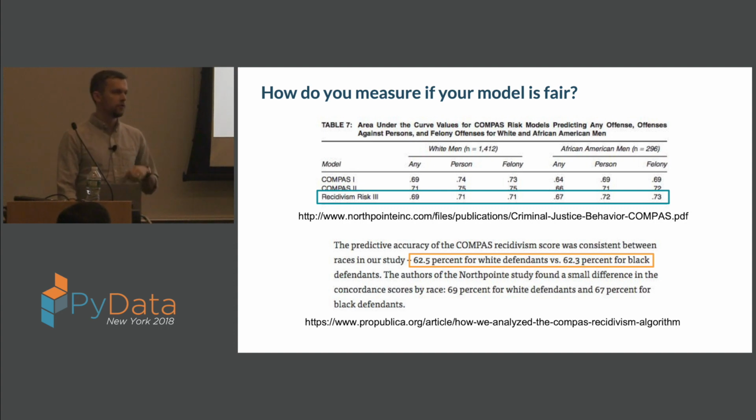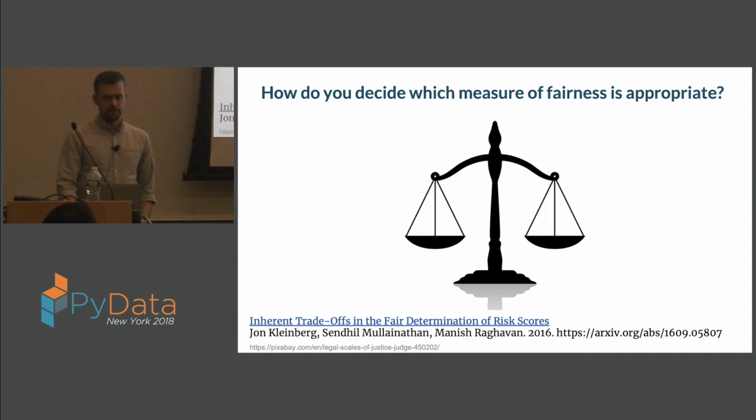And similarly, if you just look at the total accuracy, like the number of predictions it got right over the total number of predictions it made, that number is also similar for both white defendants and black defendants. So on the basis of this, Northpointe said, no, our model actually is fair. So the question we're left with is, how do you decide which measure of fairness is appropriate?